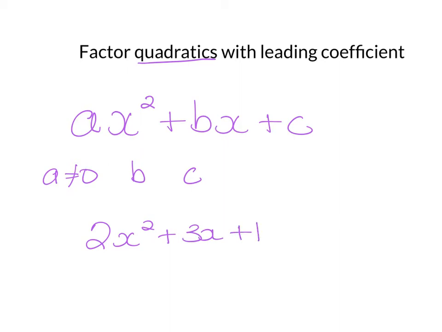Another example of a quadratic would be minus 4x squared plus 3x minus 2, where we have a number by x squared, a number by x, and a constant. And that gives us a quadratic. Please note that b and c can be 0. So for example, 3x squared is also a quadratic.